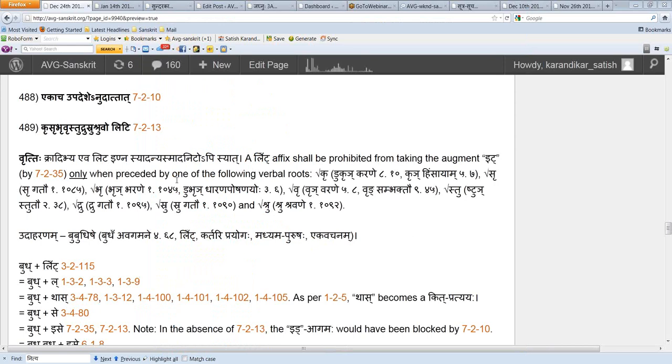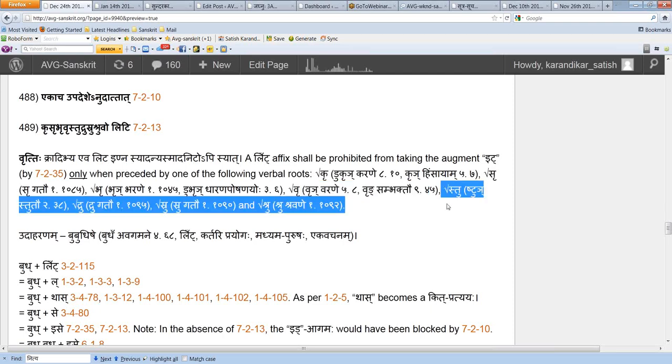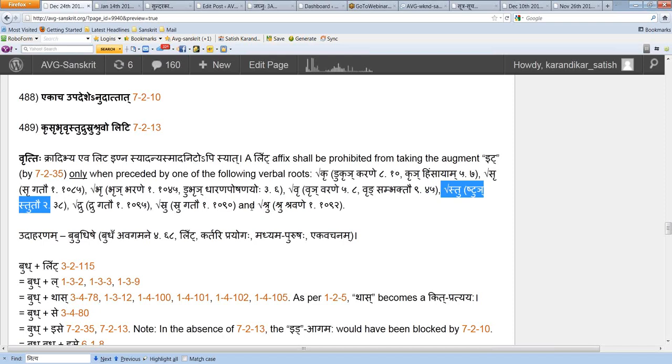Kradibhya eva lita inna syat, anyasmat anitaha api syat. So kradibhya eva, kradi means kru adi, so kru, sru, bru, etc. Kradi. Don't confuse with the kriyadi ganaha. The kriyadi ganaha, of course, is the ninth gana, kriyadi. That's the kriyadi gana. This is kradi. Kra means kruadi. Kradi. The kradi list is this set of eight dhatus, which is dukrinkarane, krihinsayam, these two together, and then sru gatau, bring bharane, as well as bring dharana poshana yoho, bring varane, bring sambhaktau, and stu stutau, dru gatau, sru gatau, and shru shravane.